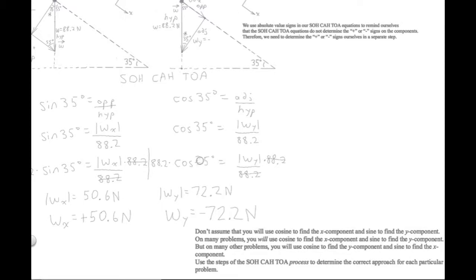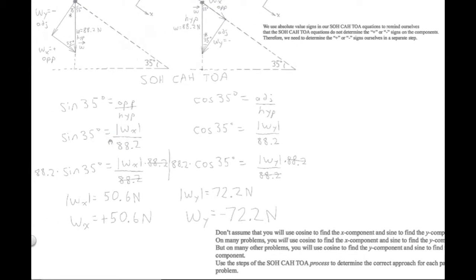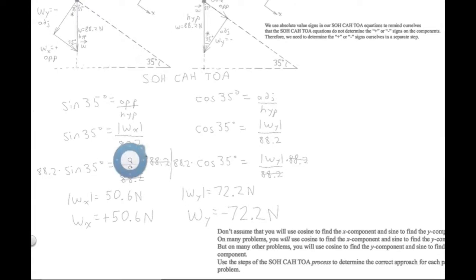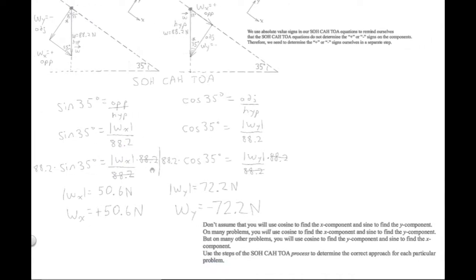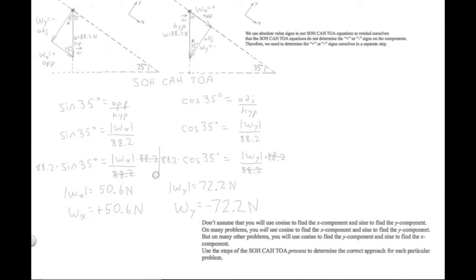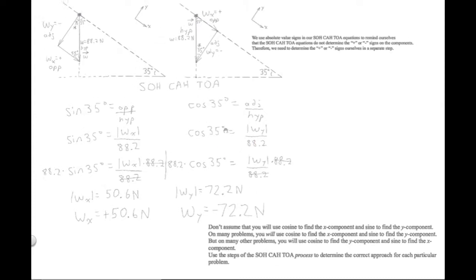On this problem, we used cosine for the y component, and we used sine for the x component. So you can't make an assumption either way about whether you're going to use cosine or sine for the x or the y components. It varies on different problems. So how do you determine what to do? Just go through the steps of the SOH-CAH process to determine what the correct approach is for each individual problem.